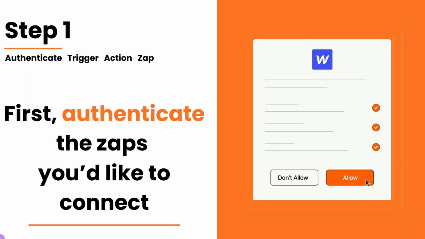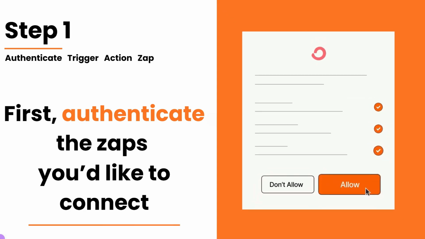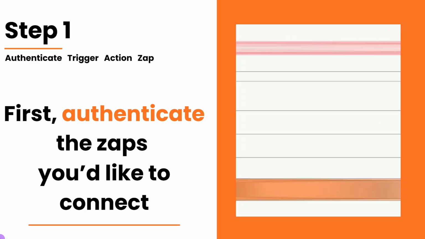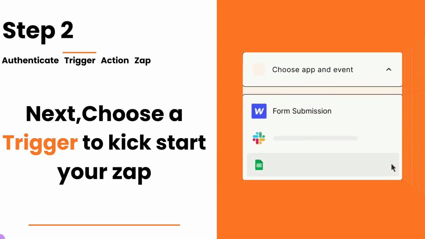So let's get started. To get started, you'll need to authenticate your apps, which only takes a few seconds. Zapier also meets industry standard encryption to keep your connections secure. Next, set up your trigger, which is the event that starts your workflow. Pick the trigger event you want from the list.